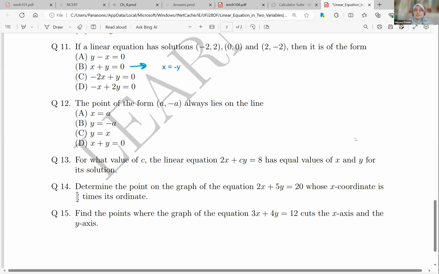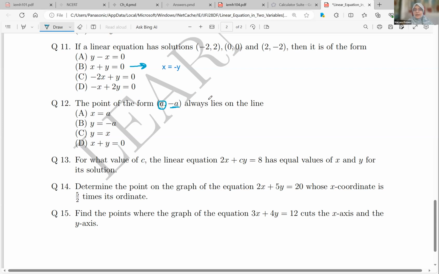We just now discussed it. Y is equal to X. But what do you mean when you say Y is equal to X? That means for every point, the Y coordinate will be equal to the X coordinate.